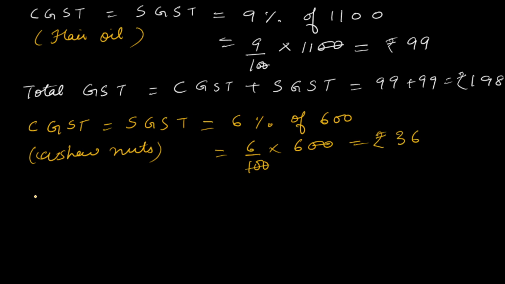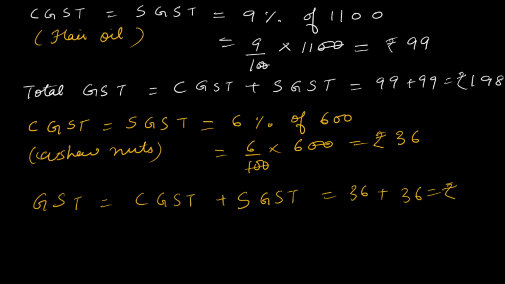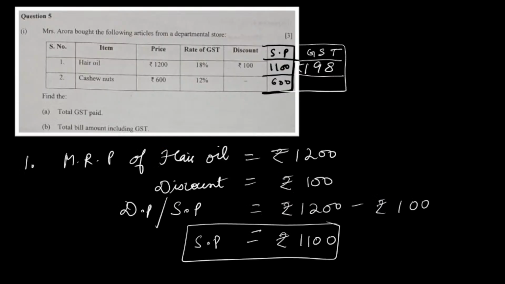So total GST is again CGST plus SGST. This is equal to 36 plus 36, which is equal to 72. I hope till here it's correct. In this column you can write rupees 72.